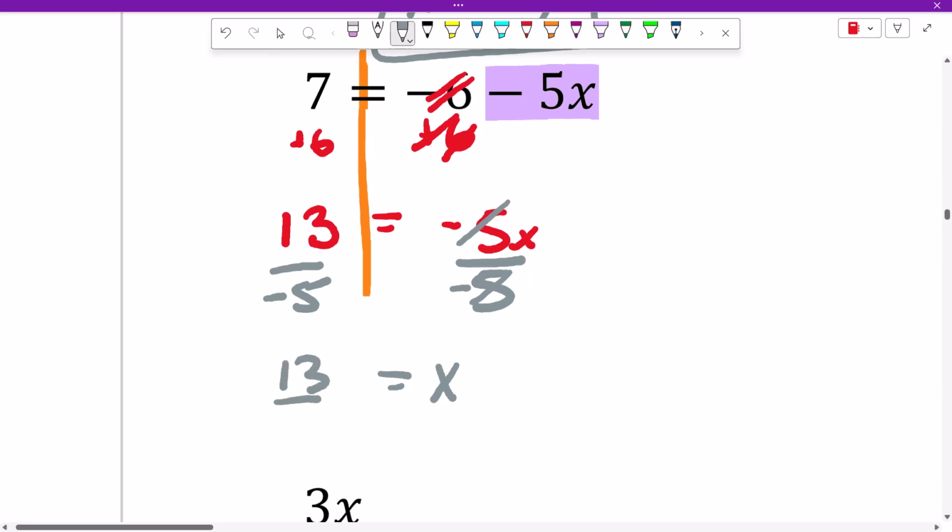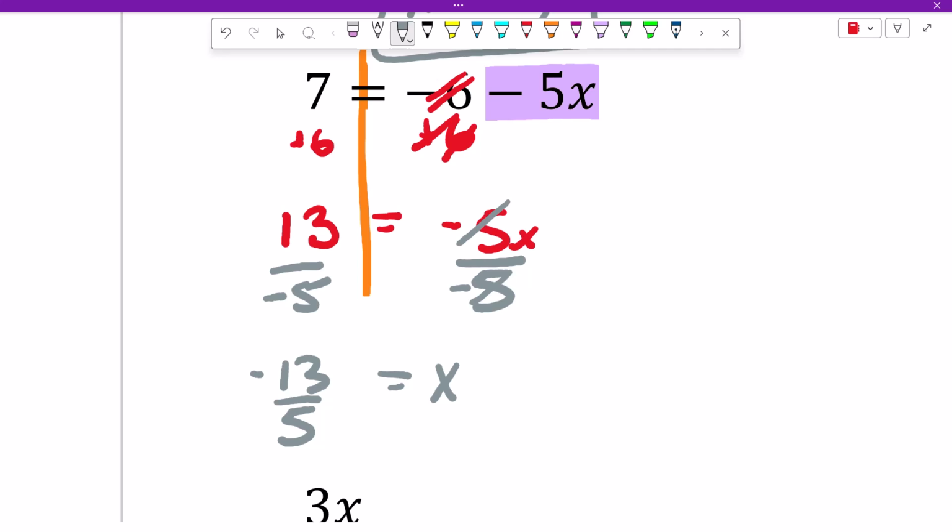And it's not wrong to leave the negative on the bottom, but just not the preferred method. So you leave the negative on the top or put it out in front of the fraction. Either way, right? That's it.